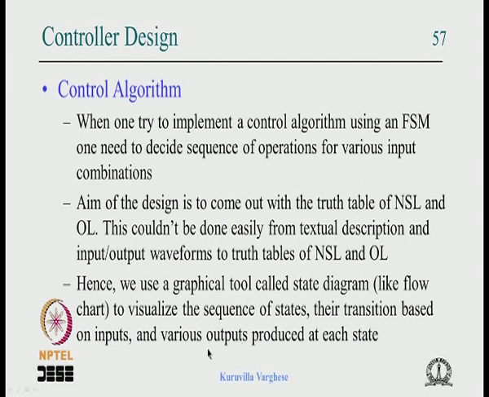We use a graphical tool basically to visualize. It is for human beings, not necessarily for the languages or the software tools, but essentially we will translate what is in the diagram to an equivalent description for various languages. So that is a state diagram.